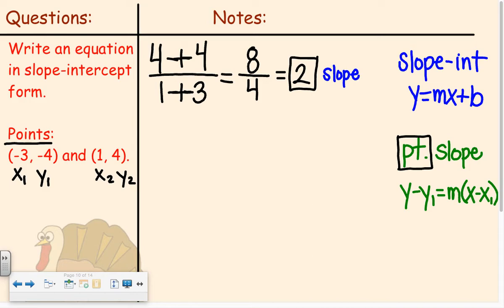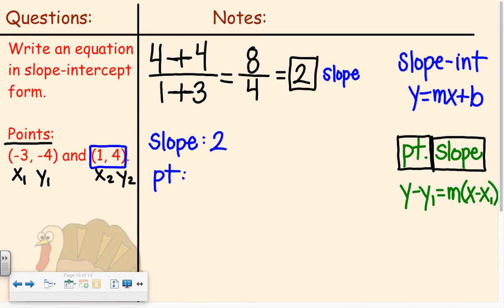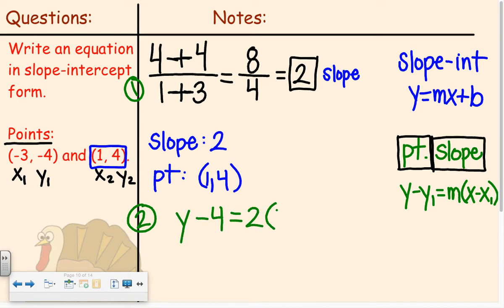because I also need to use one of my points, so I have my slope. So I'm going to take my slope of 2 and my point, and I'm going to choose this one since it's all positives. And I'm going to put it in point slope form. So I did step 1, find my slope. Now I'm going to do step 2, put it in point slope form. So point slope form would be y minus 4 equals 2 times x minus 1.